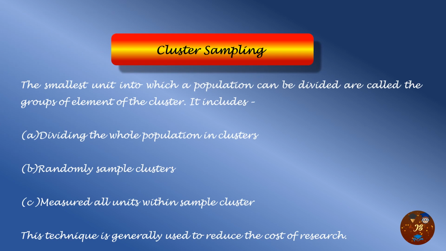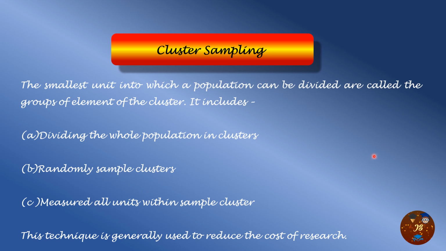Cluster sampling. This is the third one. So the smallest unit into which a population can be divided are called the groups or elements of the cluster. It includes dividing the whole population into clusters. That means if there is a whole population of 100, then some clusters can be made of 10 persons each. So the total 100 population is divided into clusters of 10 persons each. That means 10 clusters, each cluster containing 10 persons.